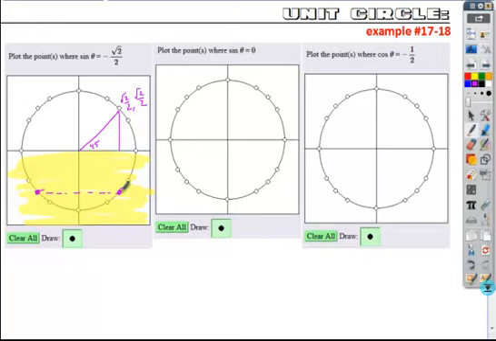And so ideally, what you're doing is you're looking to find where those fit. Okay? What about the sine of 0?